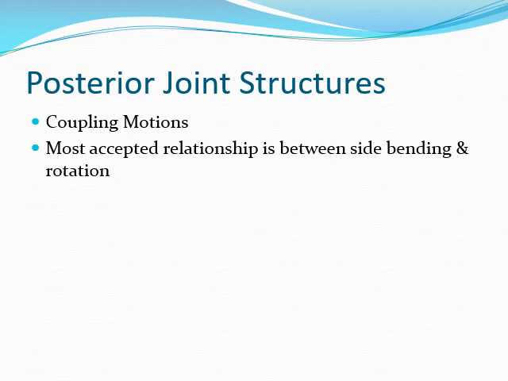The most accepted coupling motion is rotation and side bending. So when you do side bend, when you do lateral flexion, you do get a little bit of rotation, and when you rotate, you do get a little bit of side bending. That's all that means with the coupling motions, and again, that's simply because of the structure of the facet joints and some of the other soft tissue structures that surround the region.